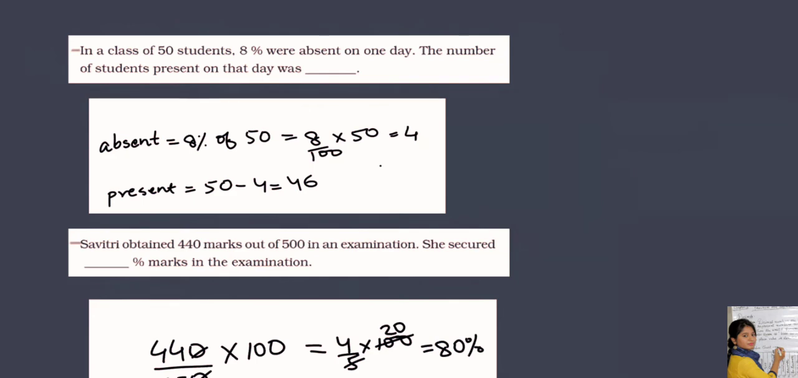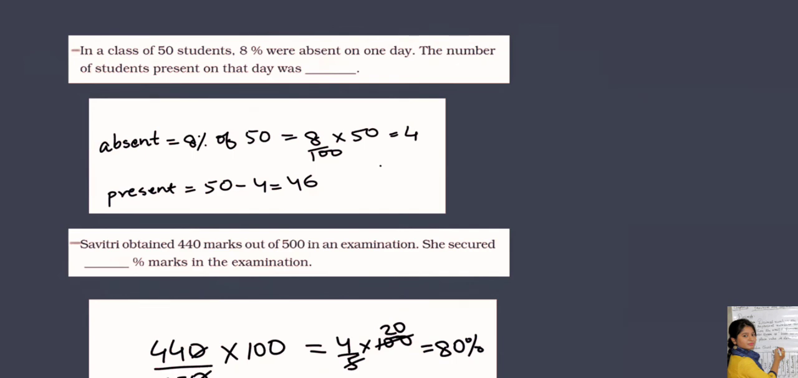Right? Now let us see this question. In a class of 50 students, 8% were absent on one day. The number of students present on that day was, first of all, it is given 8% of 50. That will be equal to 8 upon 100 into 50, which is equal to 4. It means that 4 are absent. And how many students are present then? From the total, we will subtract that part of absentees. So 50 minus 4 will give you 46. I hope you understood.